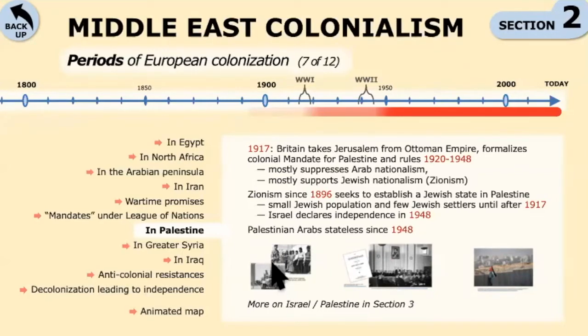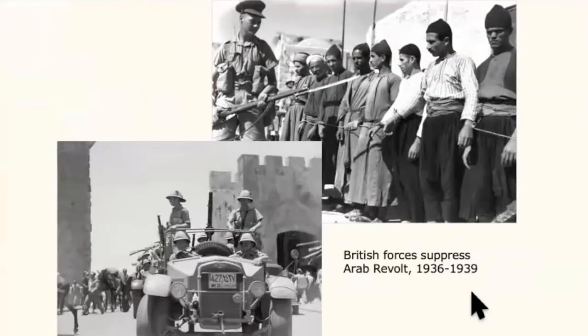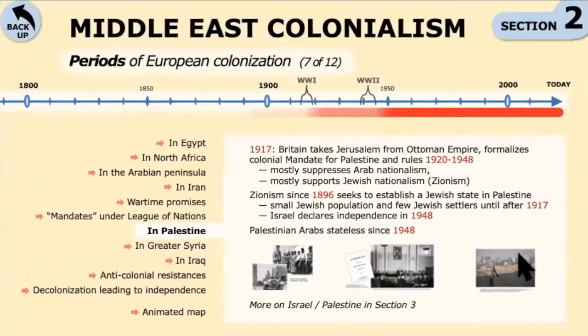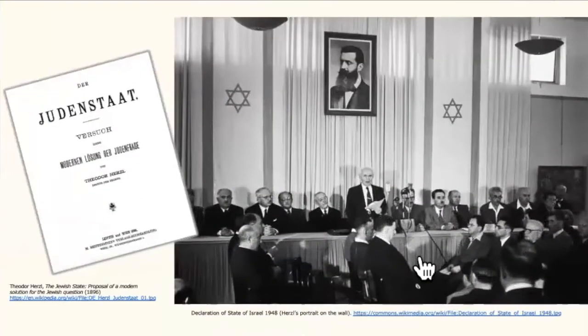Here's a couple of pictures. This is British forces during the course of suppressing the Arab Revolt of 1936 to 1939, when the Arab population rose up to demand their own independence. And here's a little snapshot of the famous Judenstaat, the book that sort of launched the Zionist movement by Theodor Herzl, and a photo taken during the statement of the Declaration of Independence of Israel in 1948. You see the Star of David in the background, which became the flag of Israel, and you see a portrait of Theodor Herzl himself.